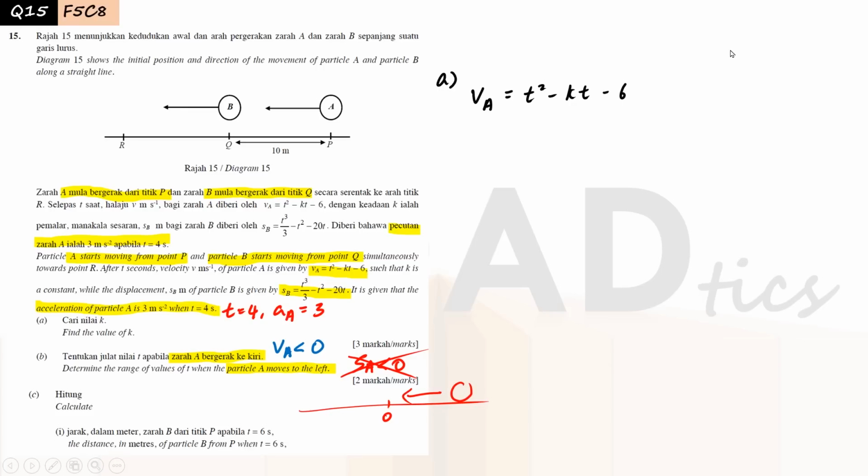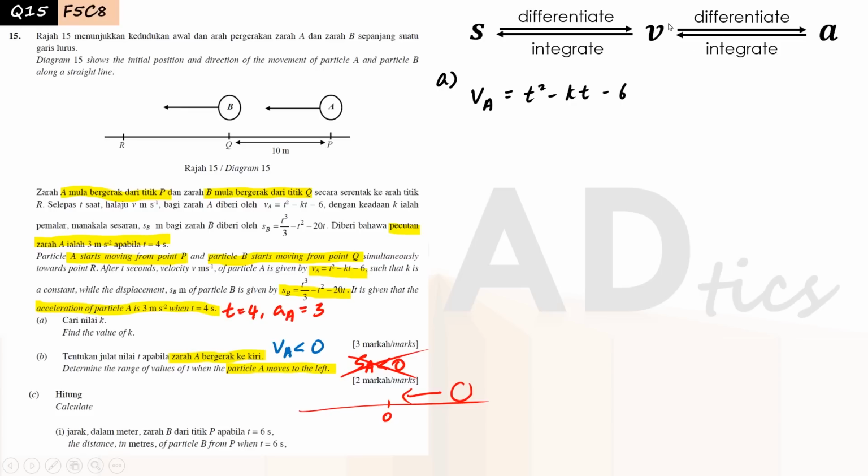Okay, so according to this diagram, if you want to change from V to a, we are going to differentiate the equation V. Okay, so differentiation we can use the normal way, so 2 move to the front and power minus 1. So here will be 2t, and this one is just t, so I'm going to take out the value of the t, which is negative k, and for negative 6, if we differentiate, it becomes 0.